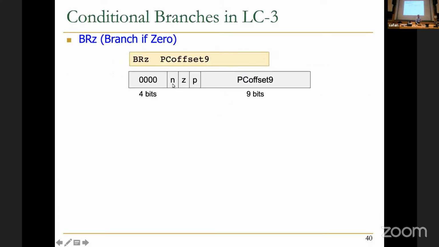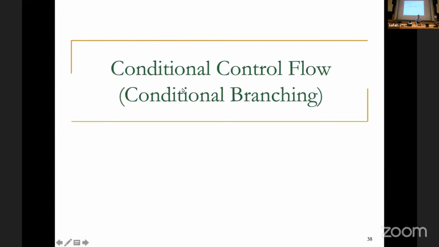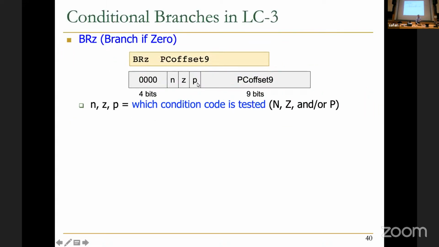Opcode is this, and there are 3 bits that you're supposed to test. Basically, which condition code is this branch testing? We're going to test 0, so this is going to be 1. So basically, NZP specify which condition code is tested, 1 bit each. Are you testing the negative condition code? Are you testing the 0? Are you testing the P? You could be testing different combinations.